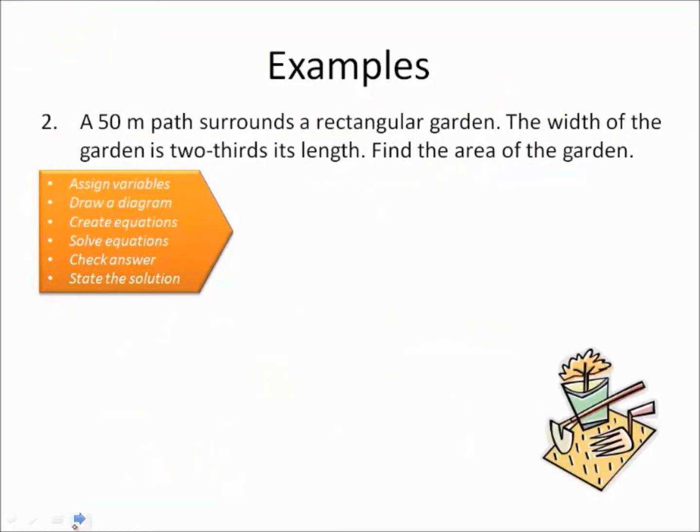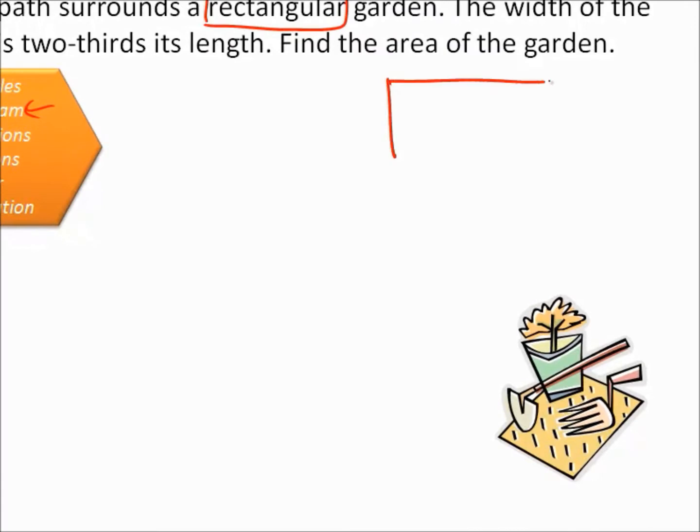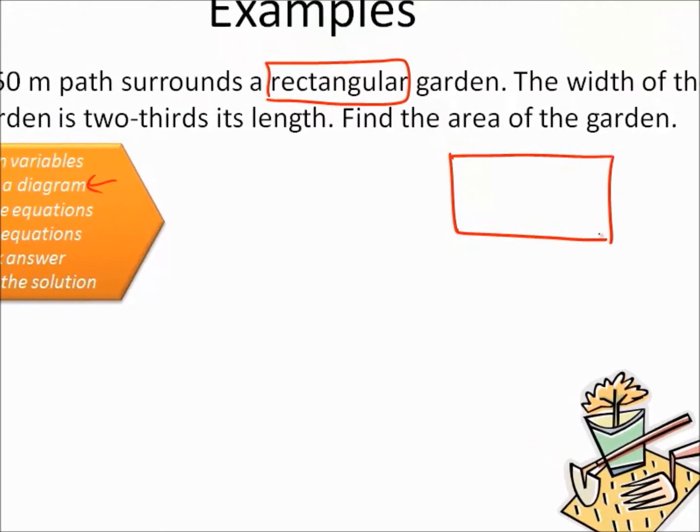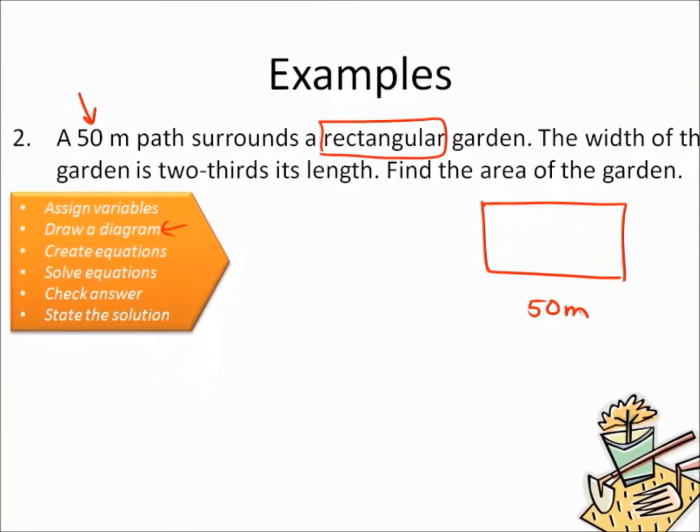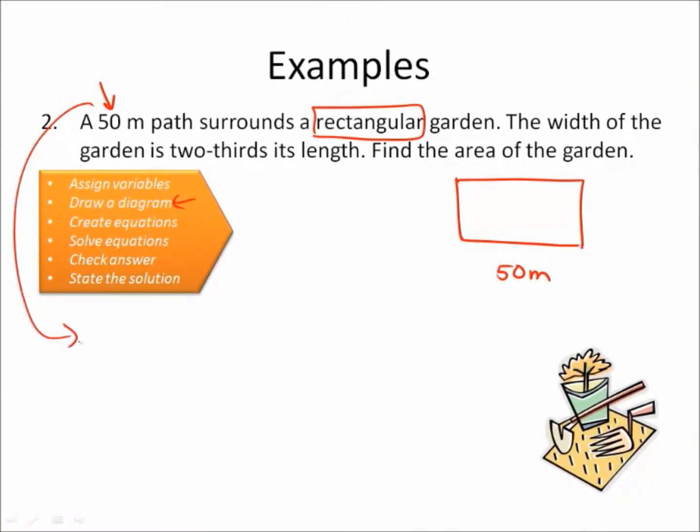Let's take a look at another example. In this example, we have a 50-meter path surrounding a rectangular garden. So let's start with drawing a diagram because it's good to visualize what they're talking about. So start by drawing a rectangle. We also know that all around this red line is 50 meters. So that's going to tell us a total length.